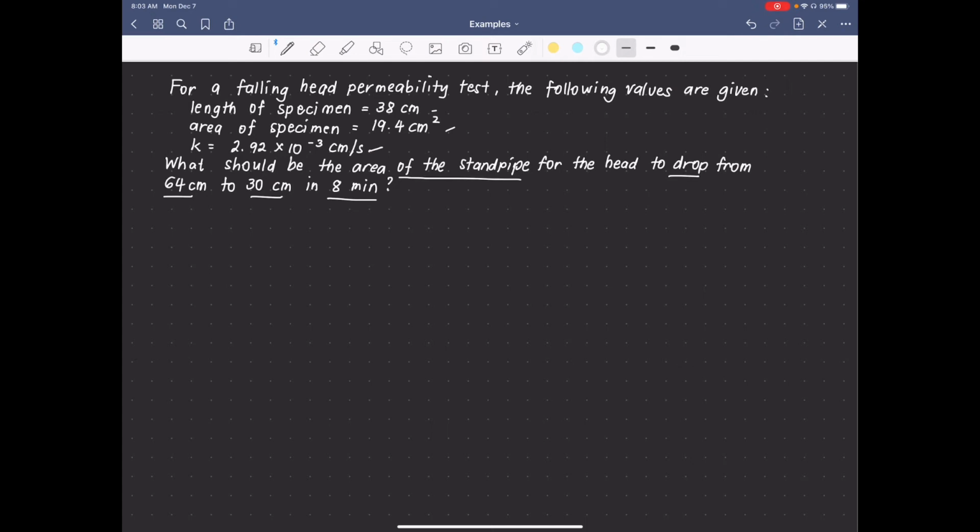So to give you the idea of the falling head permeability test, this is a little different from the constant head test, because the constant head test will have a constant head difference, but in the falling head test we have a different head difference at a certain time. So if you look at the formula for the falling head test, the formula would be k equals 2.303 a L divided by A t, times log, base 10, of h sub 1 divided by h sub 2.